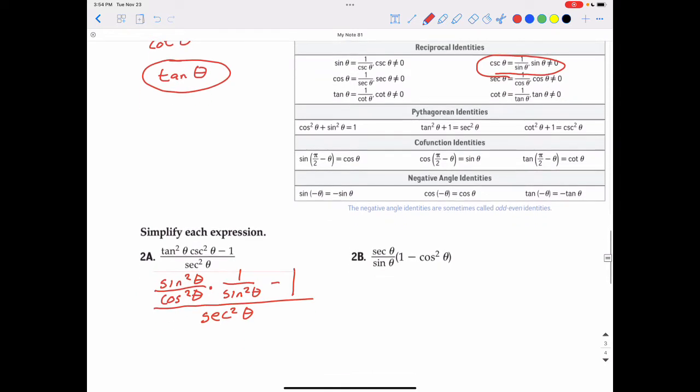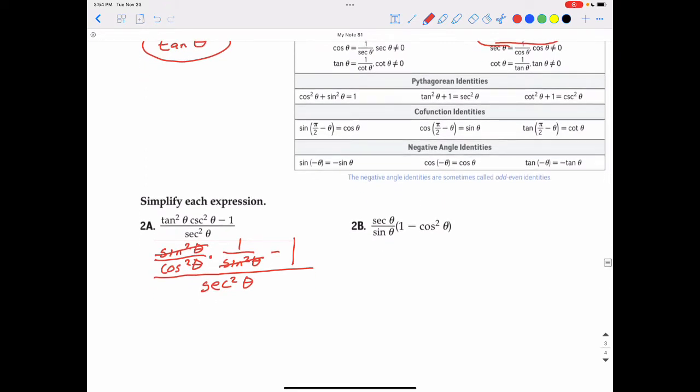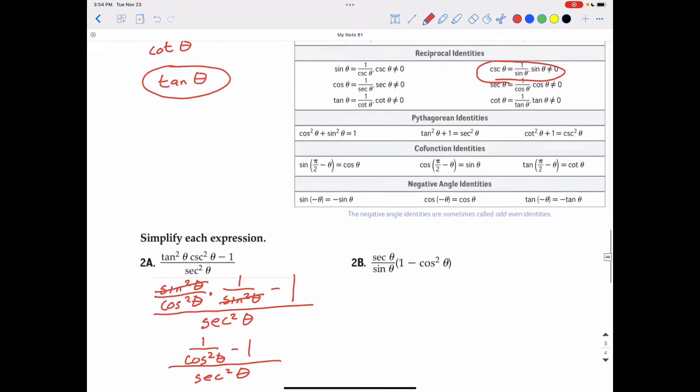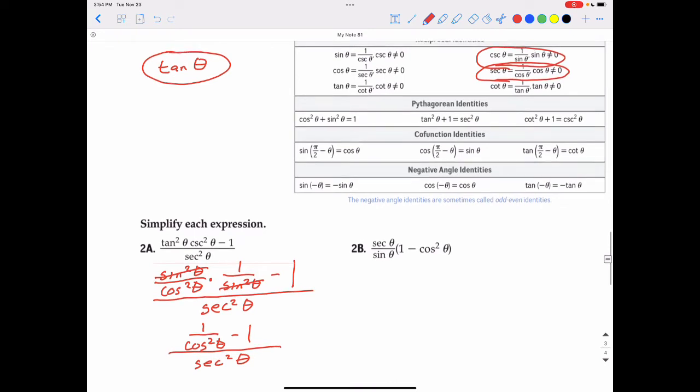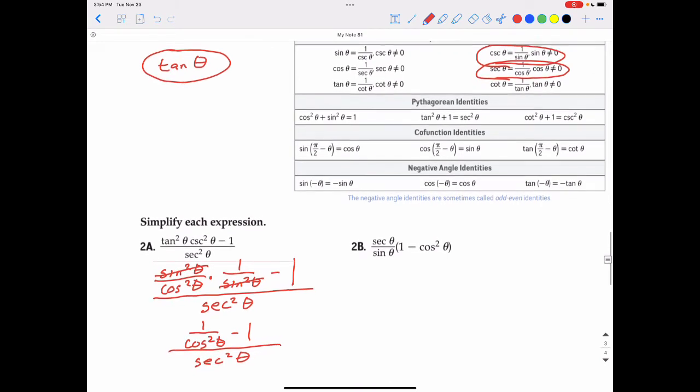I will cancel out the sine squared thetas. So that leaves me with 1 over cosecant squared theta minus 1 over secant squared theta. Okay, let's look at what else we can find here. Well, secant theta is the reciprocal of cosine, 1 over cosine. So I'm going to go ahead and replace that secant squared theta with 1 over cosine squared theta.